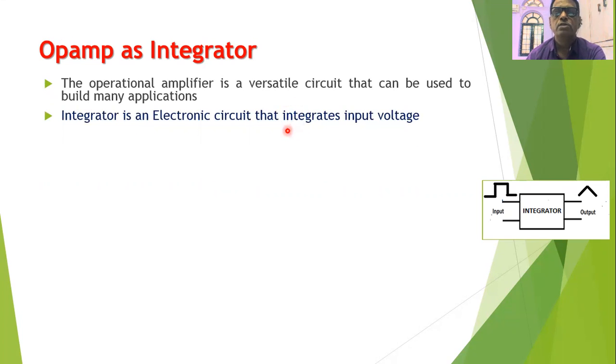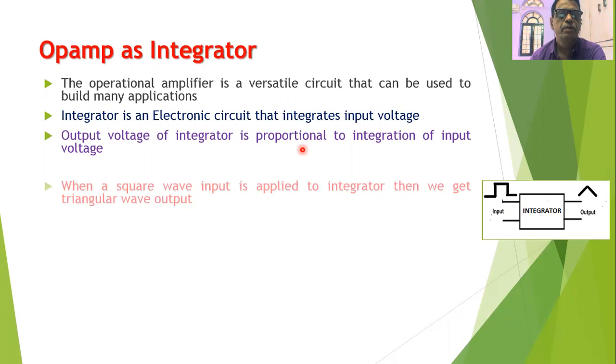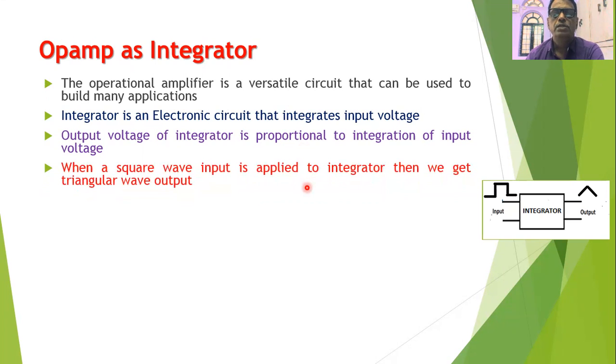Integrator is an electronic circuit that will integrate the input voltage. The output voltage of the integrator is proportional to the integration of the input voltage. So this integration is similar to that of integration operation in mathematics. That is, whenever a square wave is applied to the input of the integrator, then at the output, we will get a triangular wave.